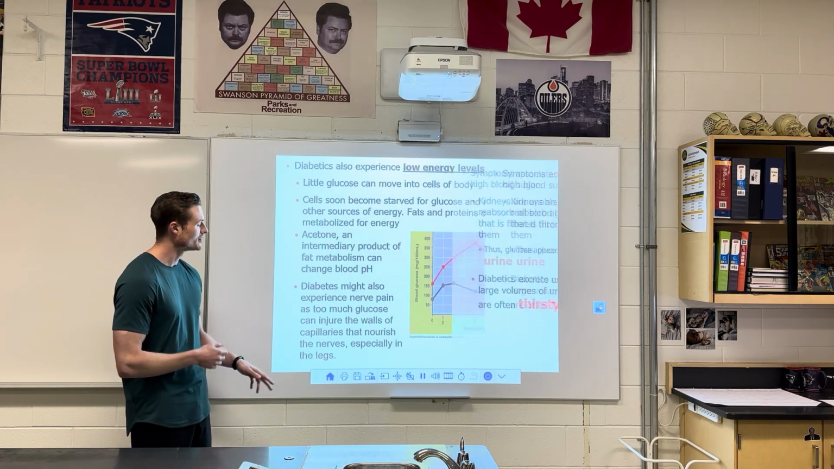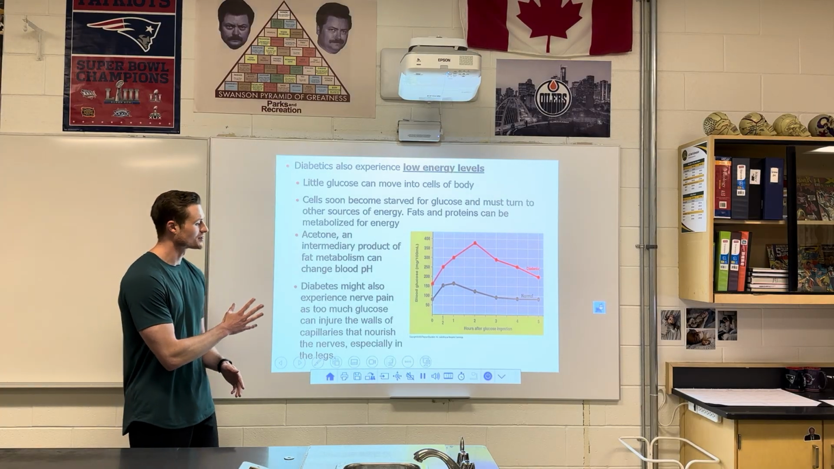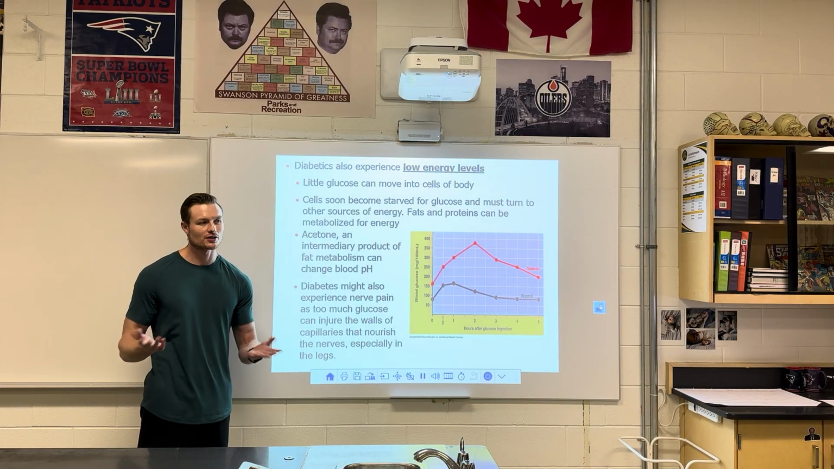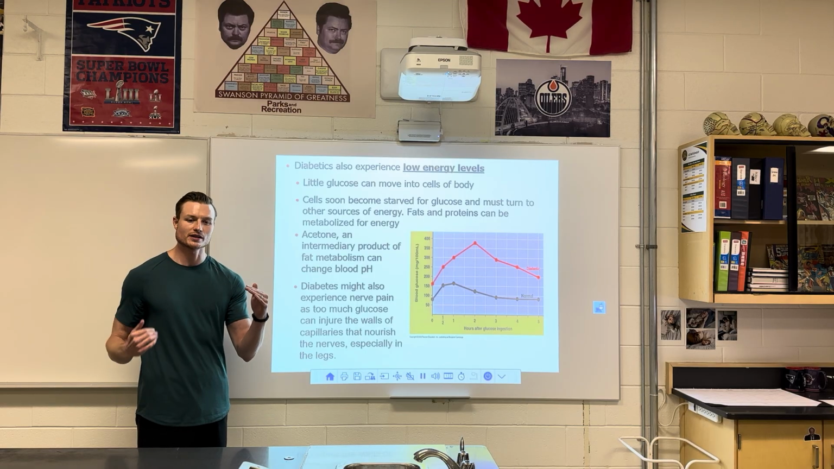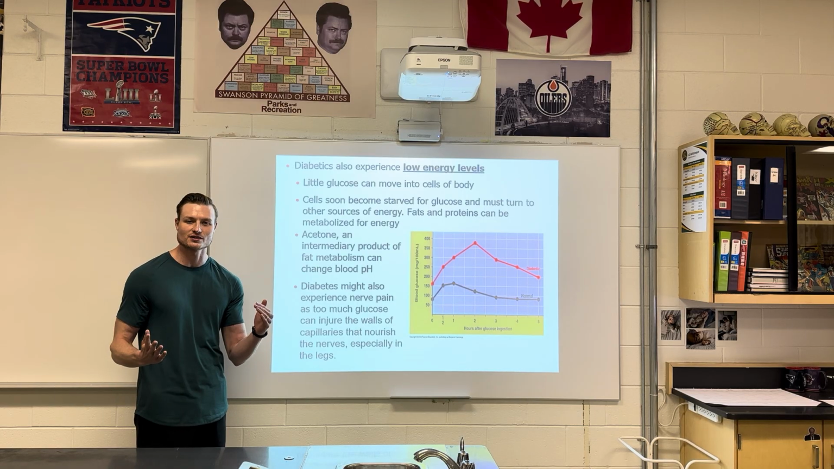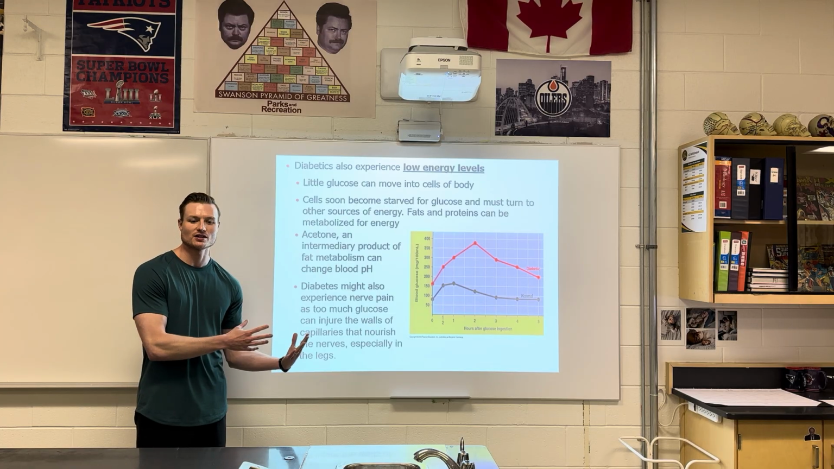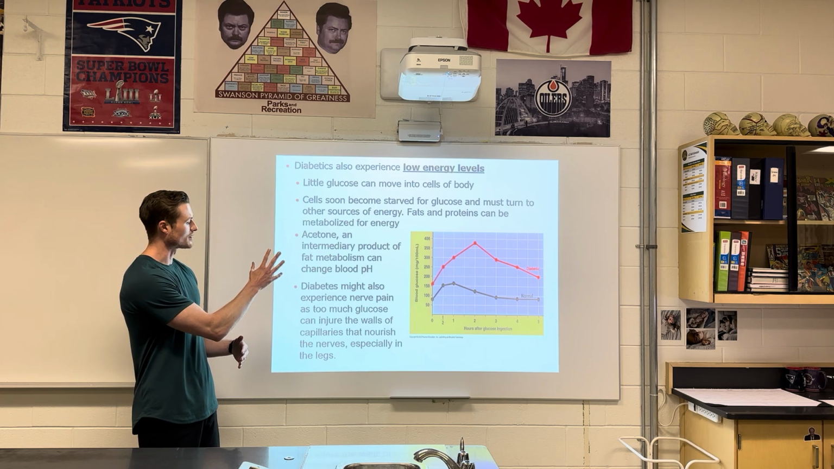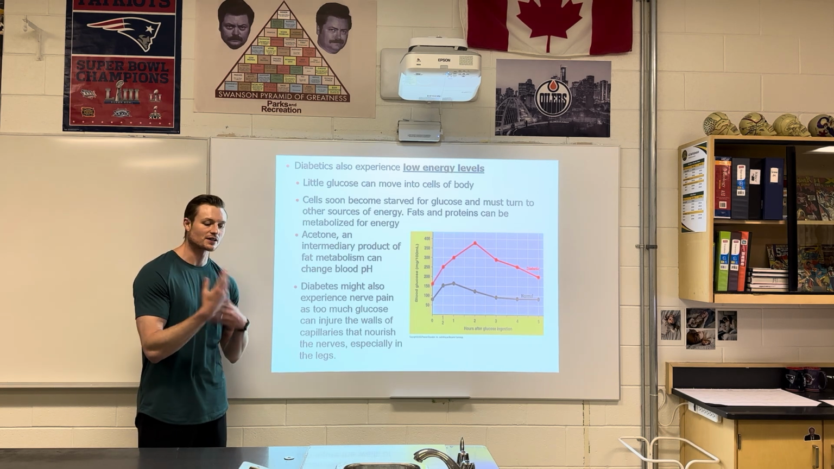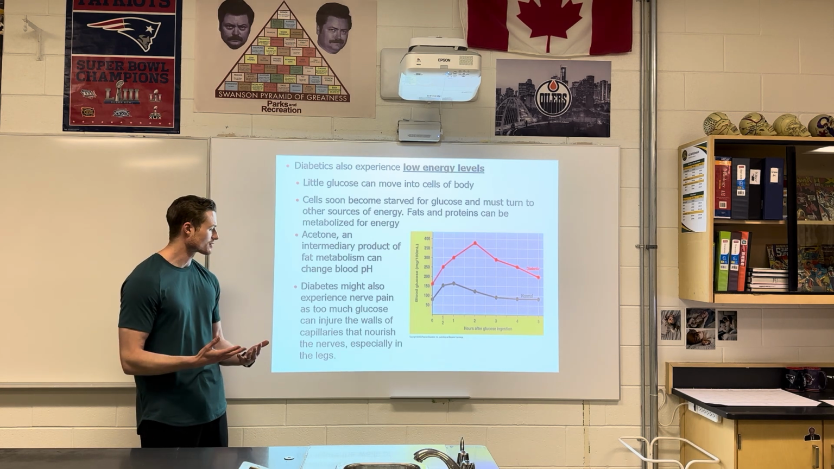Now, like I also said, you're gonna have low energy levels. You might think, but you have high blood sugar. How can you have low energy levels? Well, think about it like this. The glucose is not going into your cells. If it doesn't go into your cells, you can't make the ATP through cell respiration. So what's gonna happen here is you're gonna have low energy levels. You're probably gonna have to start to break down proteins and fats as an alternative source of energy.